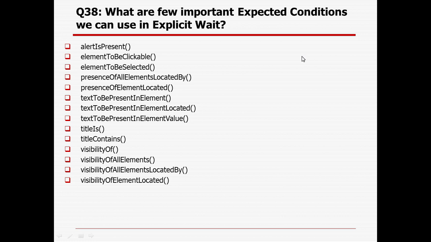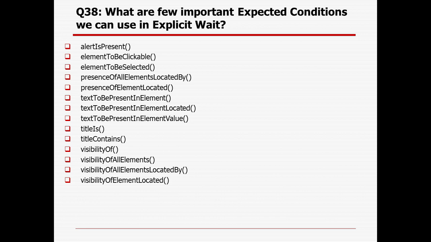What are the few important expected conditions we need to use in explicit wait? Whether an alert is present or not. Whenever we are looking for any alert, obviously in case the alert is present, it will not wait, right? In explicit wait you can use element to be clickable, element to be selected, whether it's enabled or not, whether it is selected or not. Presence of all elements located by, we can check it. Presence of element located also. Text to be present in element. Suppose you want to validate whether a particular text is present or not, as and when that particular text is present, it will not wait, right?